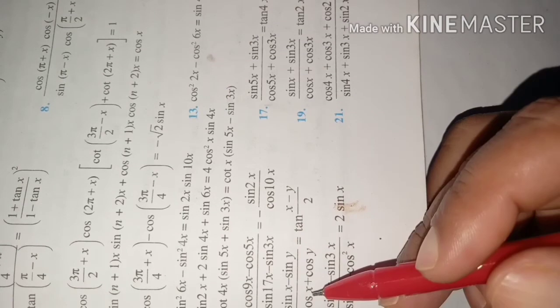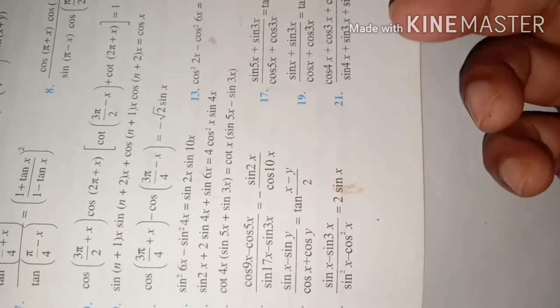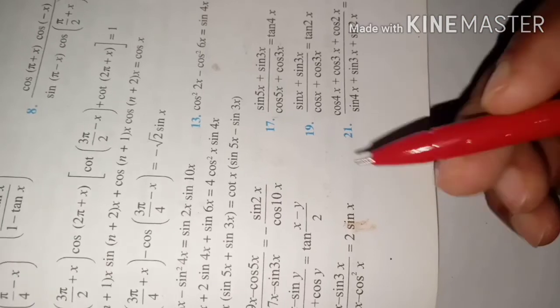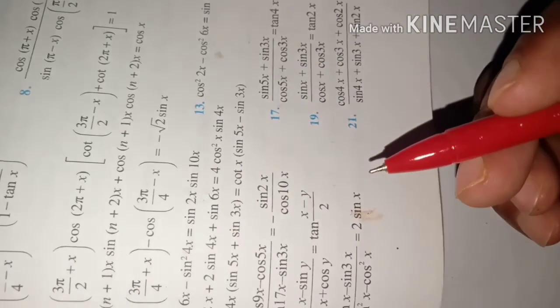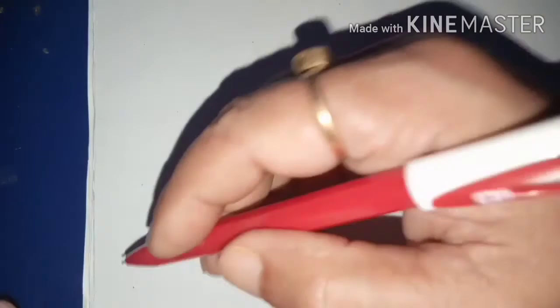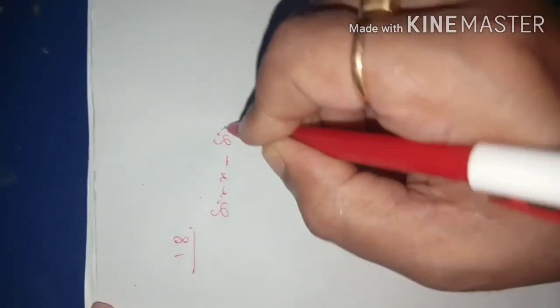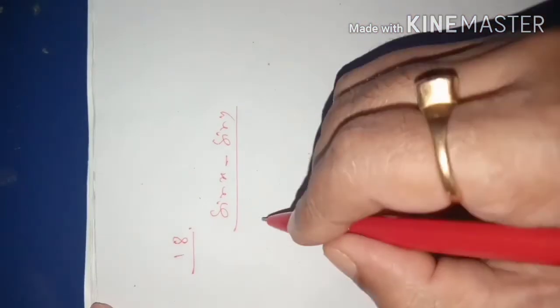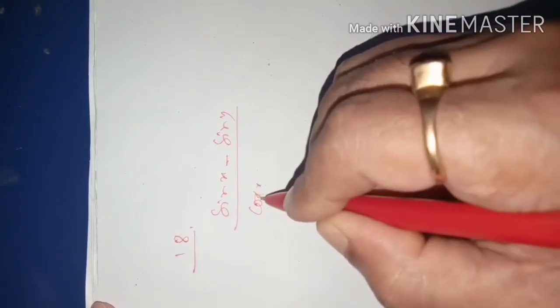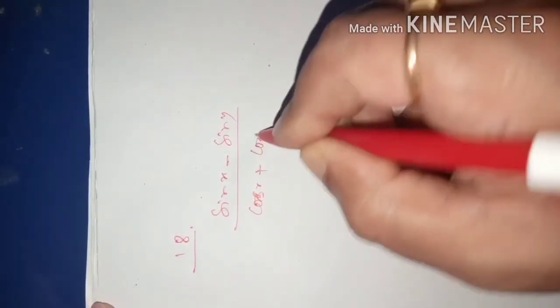Let's take question number 18 now. After that we'll stop. After that you'll try at home. If you cannot manage, you let me know. 18, that is (sin x minus sin y) by (cos x plus cos y).